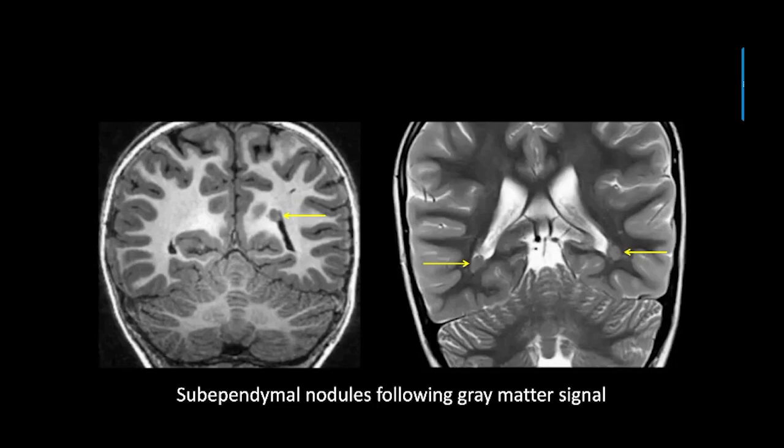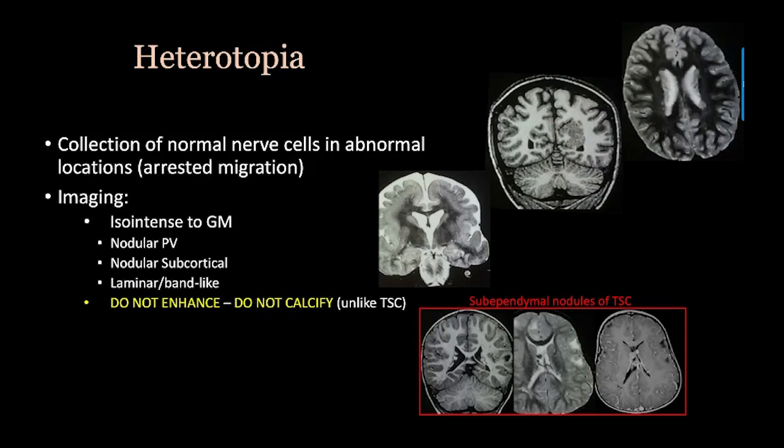Very classic for heterotopia, gray matter heterotopia, because of their location and their morphology. They're called periventricular nodular heterotopia. Heterotopia is a collection of normal nerve cells but in abnormal location, and therefore similar to lissencephaly, which we talked about earlier, they are abnormalities in neuronal migration. On brain imaging, the classic feature is that they are isointense to gray matter. The morphology could be nodular in periventricular location, could be nodular in subcortical location, or could be laminar or band-like. You see all three examples in the upper portion of this slide.